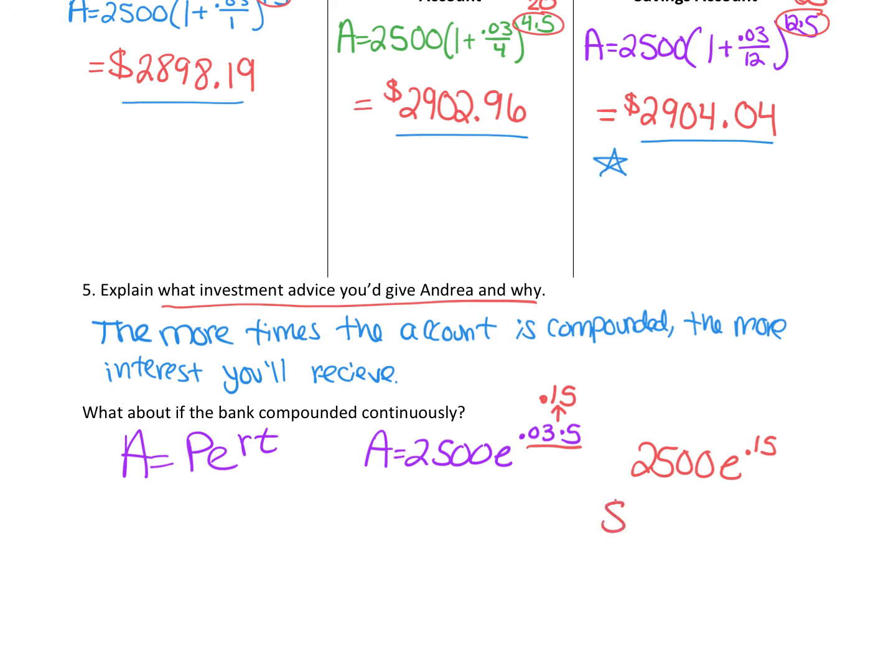I would get $2,904.58. Or actually, it's going to be 59 cents. Sorry about that. So this is the best deal. When it's compounded continuously, we're definitely going to get the most money.